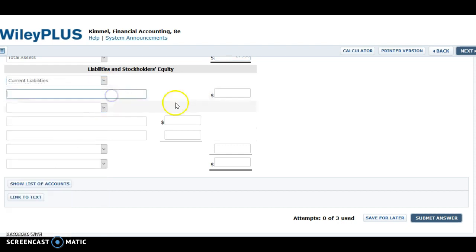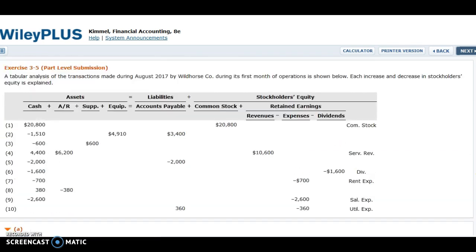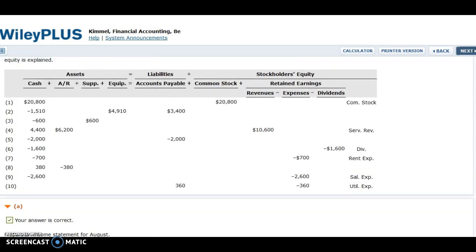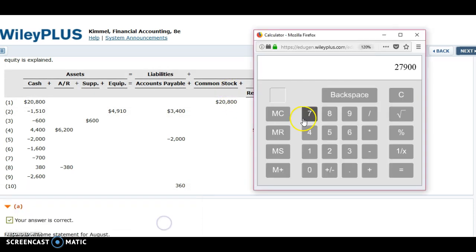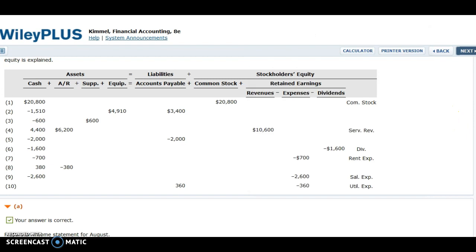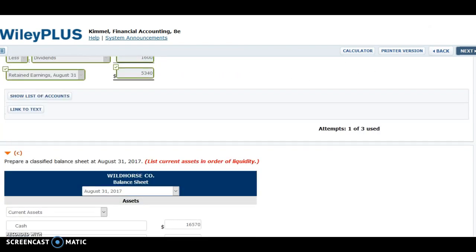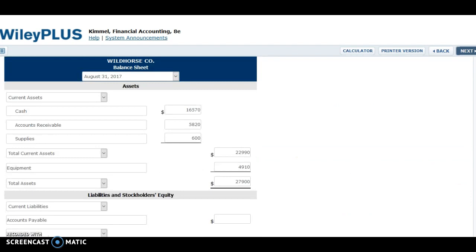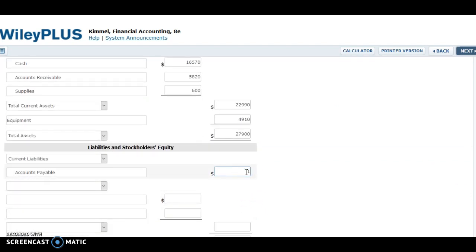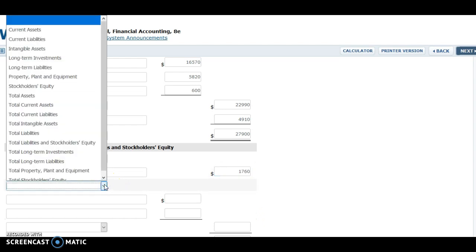And now on to our liabilities. We've got current liabilities. We've got a current liability, which is accounts payable. And we have 3,400 minus 2,000 plus 360 in our accounts payable, which is $1,760.